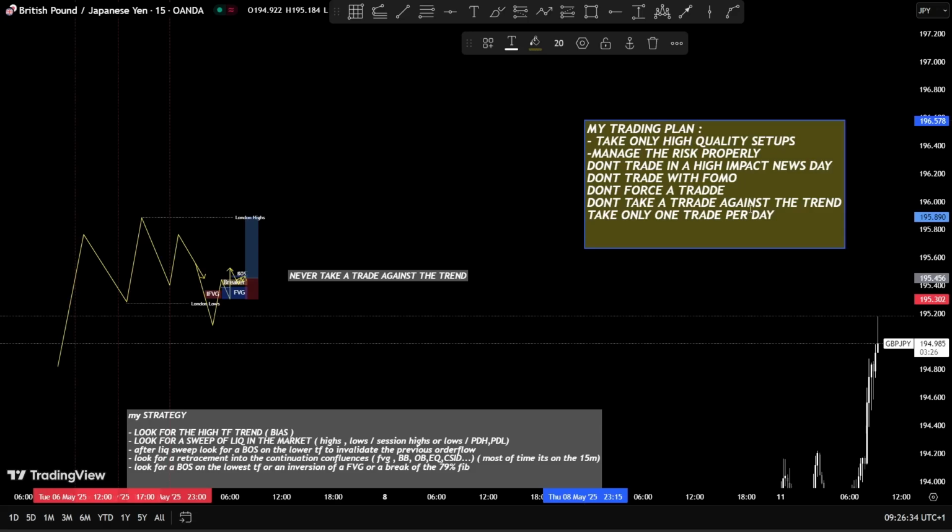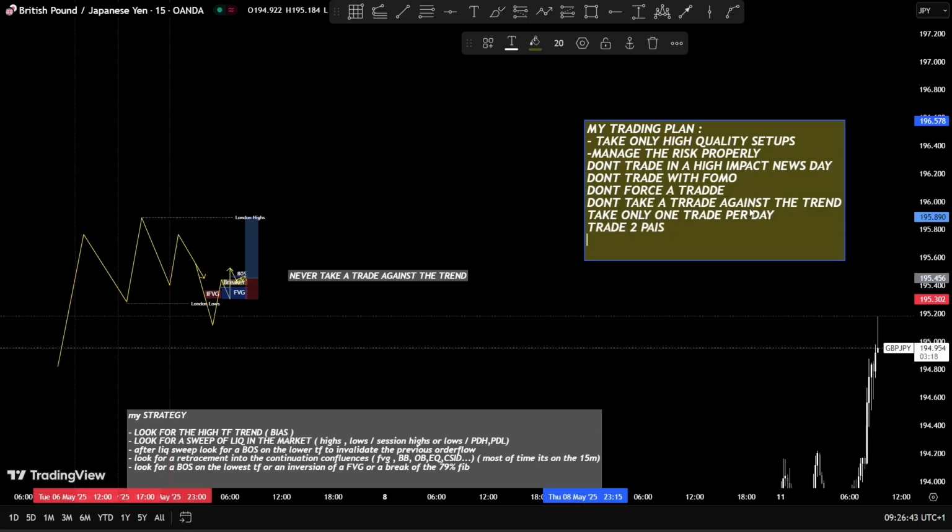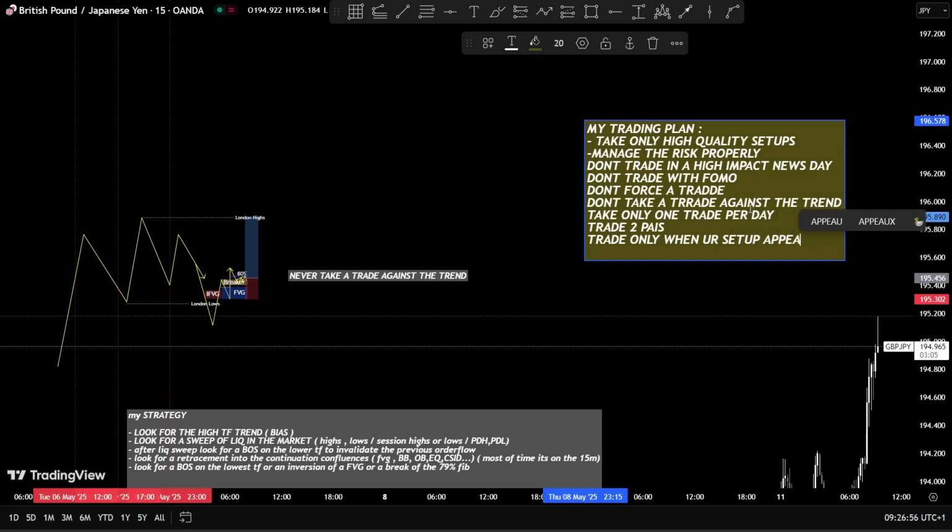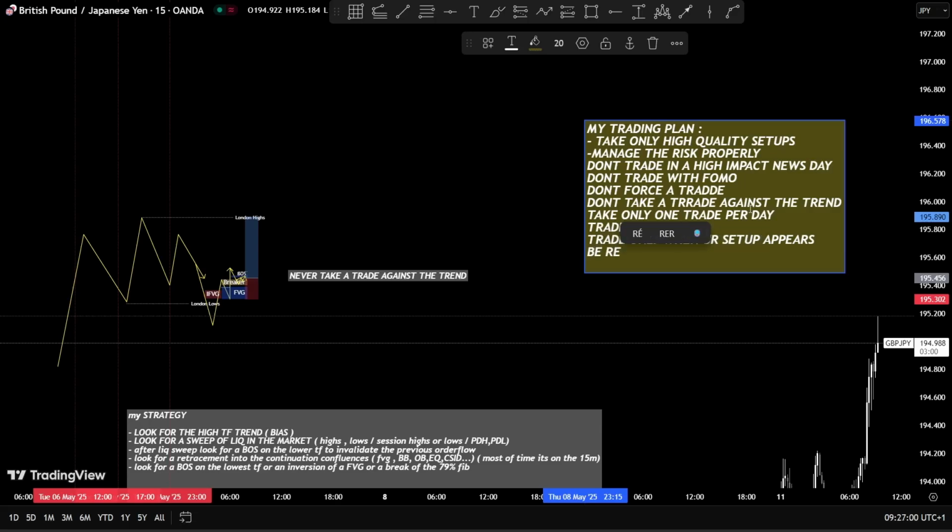The next thing, I only personally trade two pairs, which are GJ and USDJPY. Next thing, trade only when your setup appears. Be reactive. This is what I told you about, reacting to the price action.